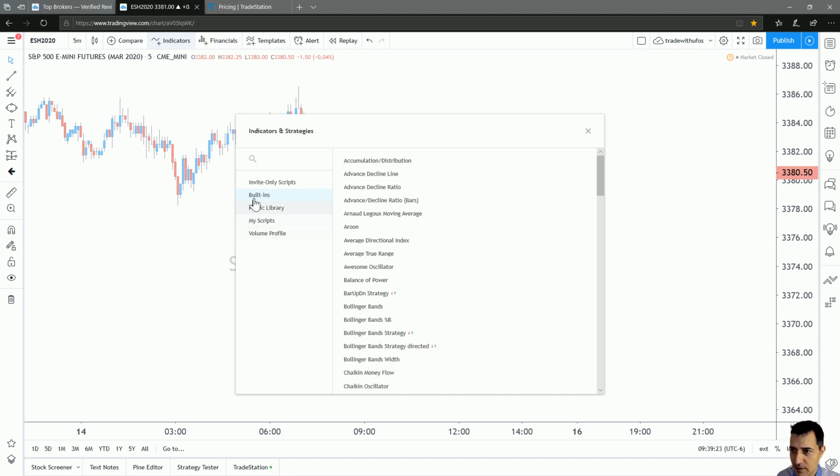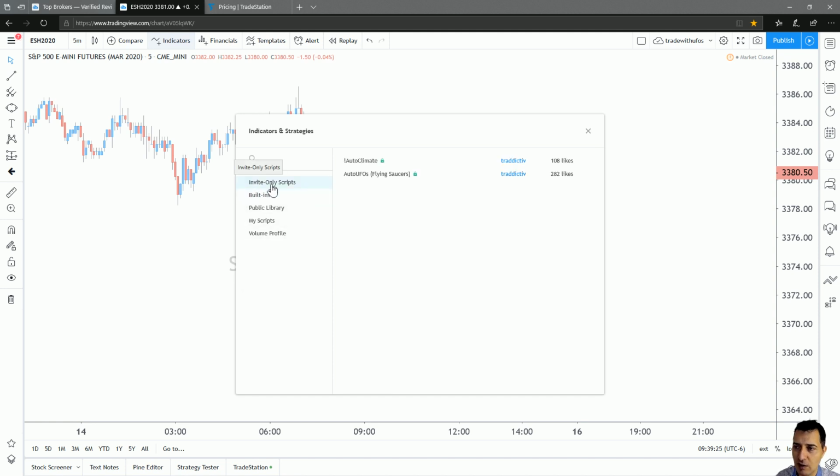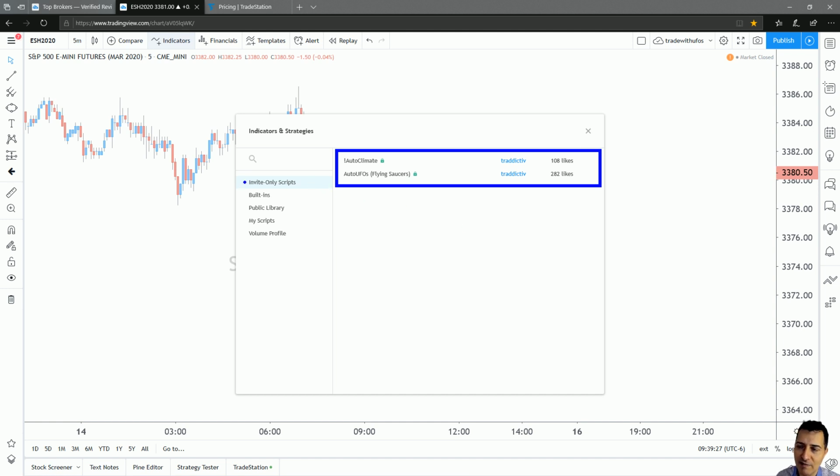So inside the invite-only scripts, not sure I need to explain that because I use that every single session, but this is where you find AutoClimate and AutoUFOs. Of course, you have to be subscribed to have this menu active, okay? And to subscribe to AutoUFOs and AutoClimate, I don't think I need to show it to you guys. You probably all know our website, www.tradewithufos.com/join. And then you get the tools in here, and that's it.